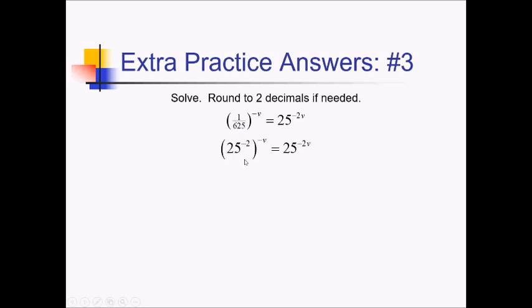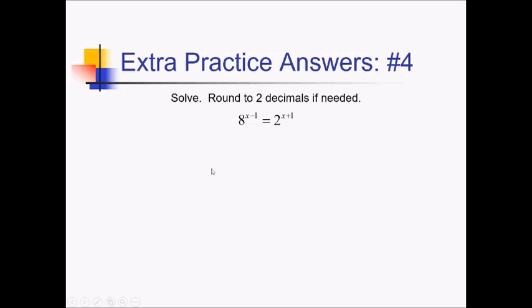And now just using some exponent rules here, 25 to the negative 2 to the negative v, I'm multiplying those exponents together. So this is really 25 to the positive 2v that I have on the left side. Canceling out my common bases, I can write this as 2v equals negative 2v. Adding 2v to the other side here, we have 4v equals 0, so then v equals 0.